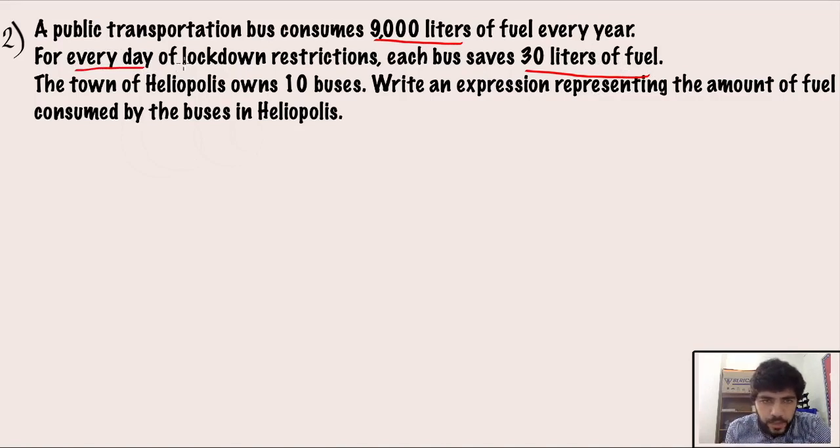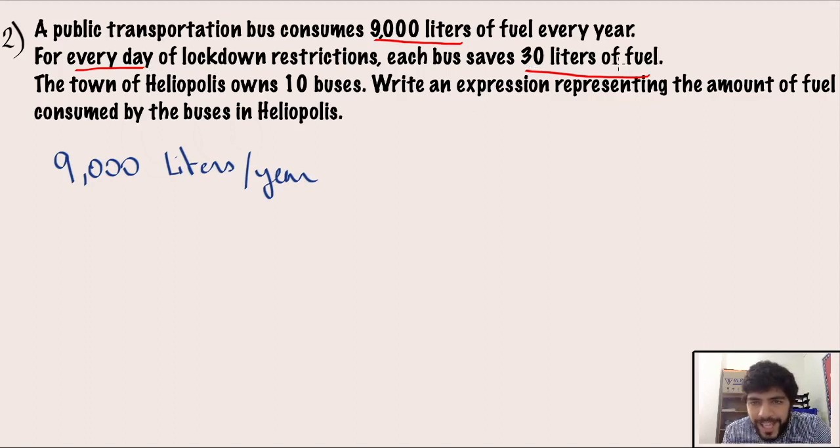Okay. Now, the town of Heliopolis owns 10 buses. Write an expression representing the amount of fuel consumed by the buses in Heliopolis. So let's start with just one bus. So let's look at just one bus, we know it consumes 9,000 liters. This is for one year, right? Per year.